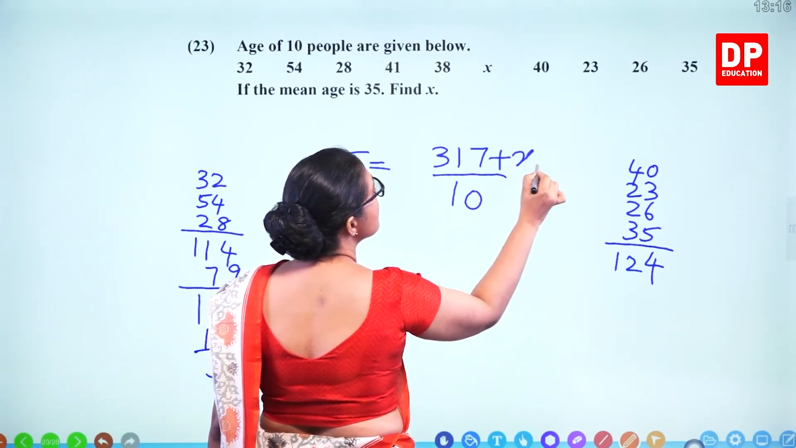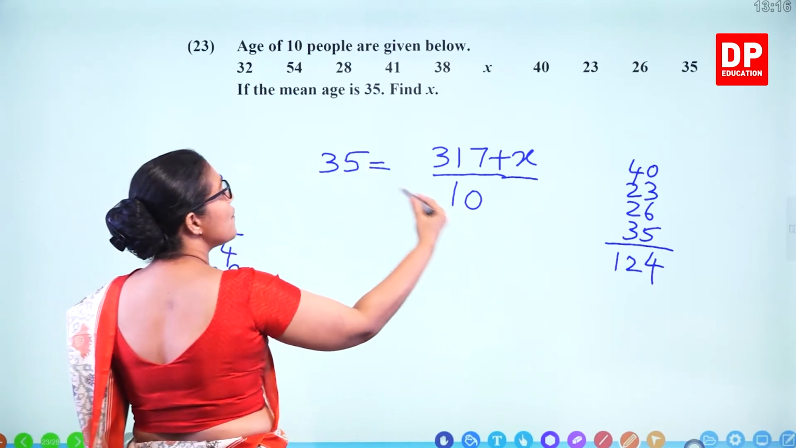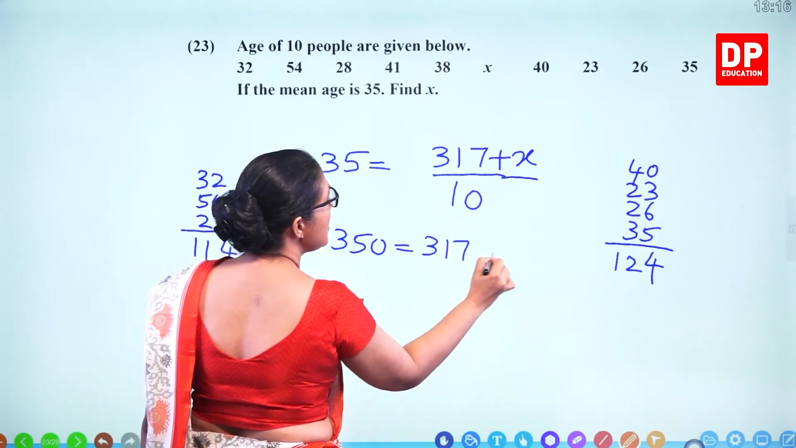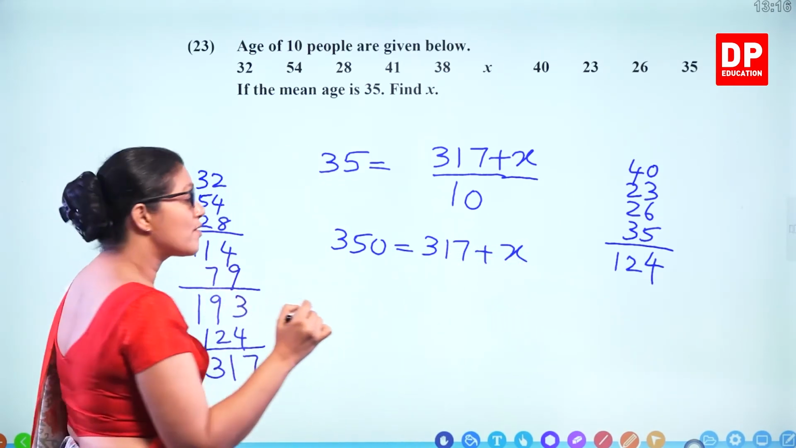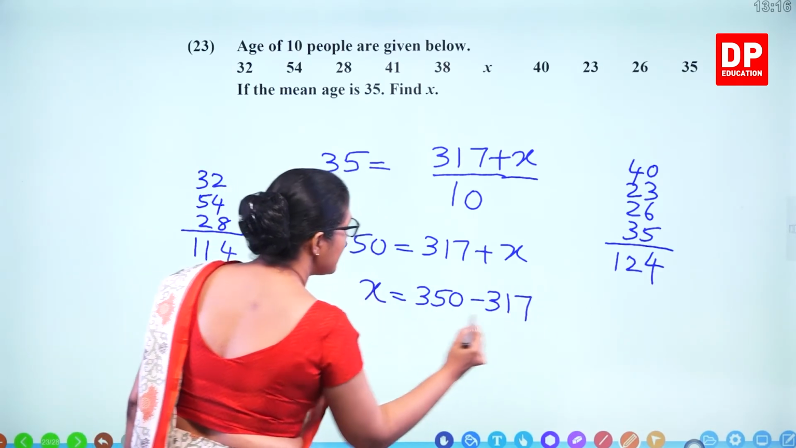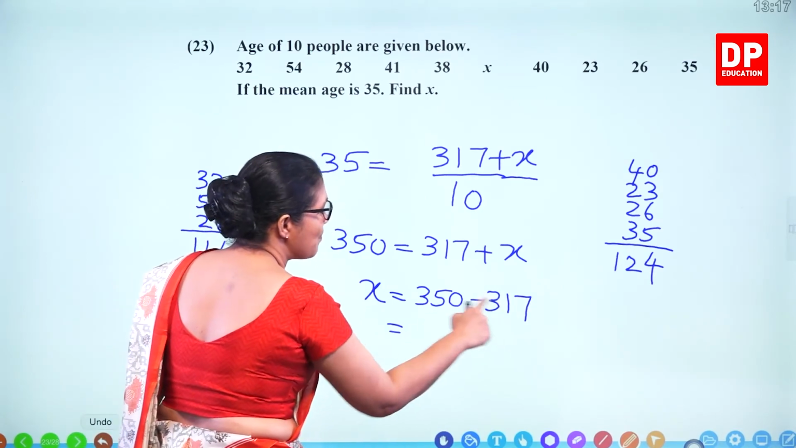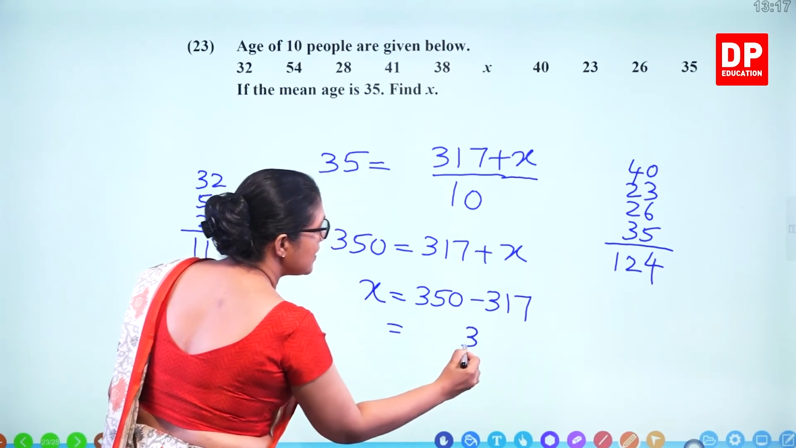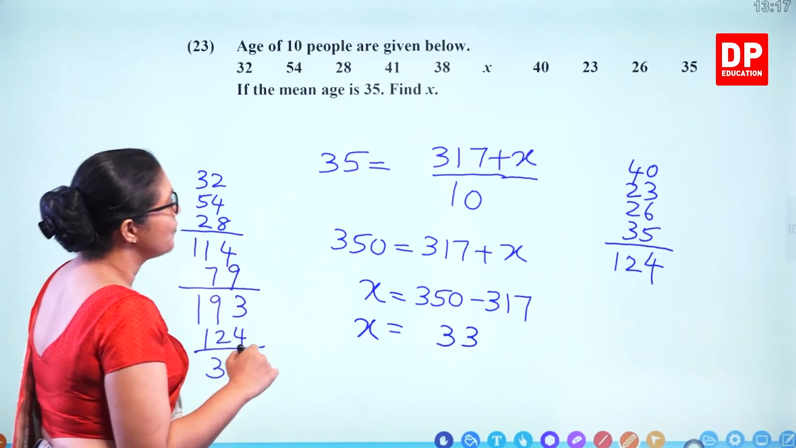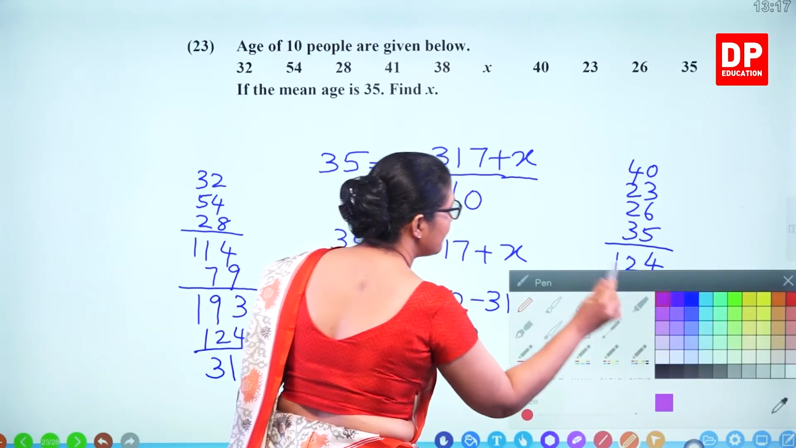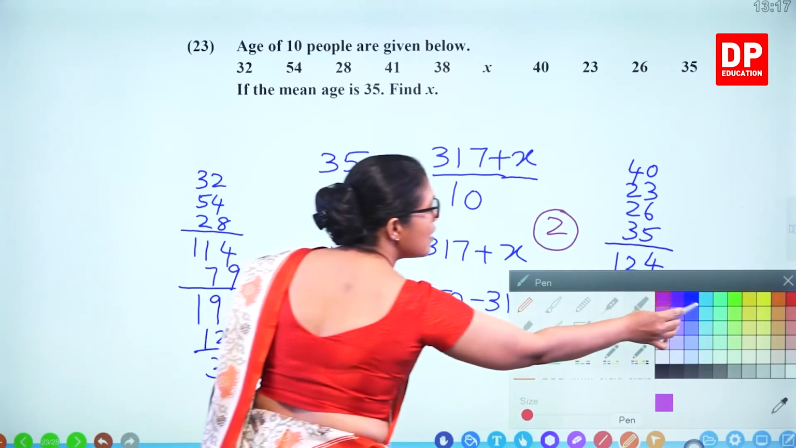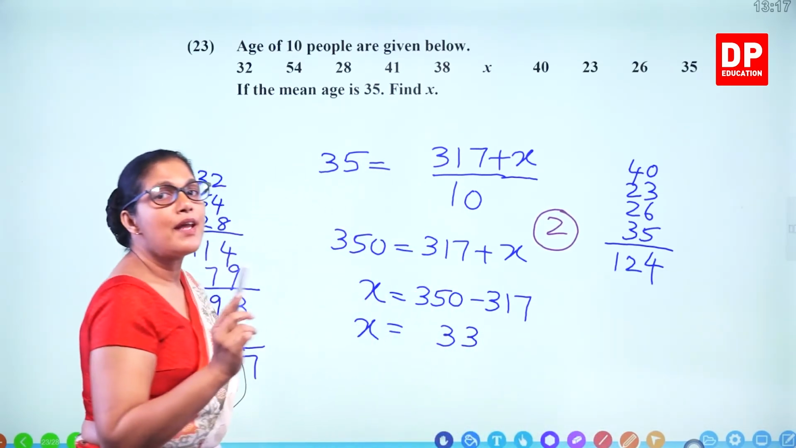plus x. So what is x? We can first cross multiply. 350 equals 317 plus x. So what is x? You subtract. x equals 350 minus 317. So here subtract. So 33 is the x value. So you get 2 marks for this. Mean means average, means total divided by the number of terms.